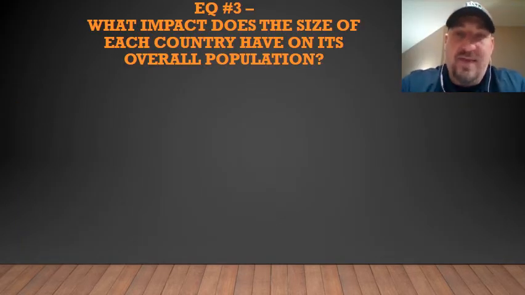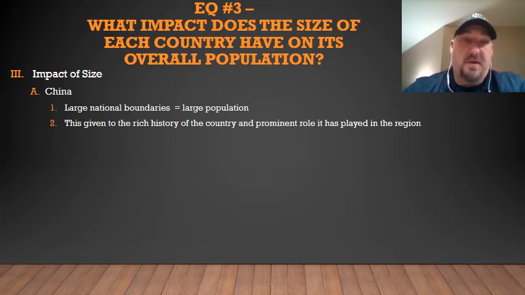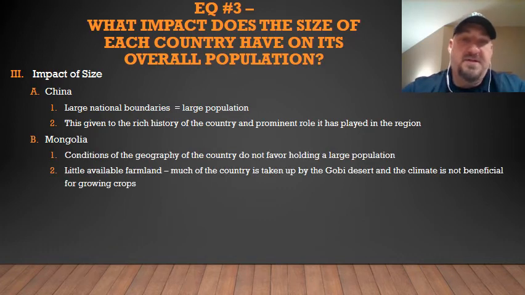Essential question 3. What impact does the size of each country have on its overall population? Impact of size. For China, large national boundaries have resulted in a large population. This is given the rich history of the country and the prominent role it has played in the region. Mongolia: the conditions of the geography of the country do not favor holding a large population. When we look back at climate and physical features of the region, the desert and the dry, arid climate, not many people want to live there. There's little available farmland. Much of the country is taken up by the Gobi Desert, and the climate is not beneficial for growing crops.